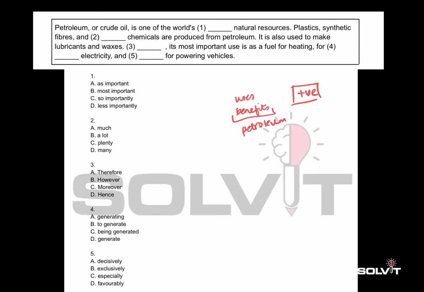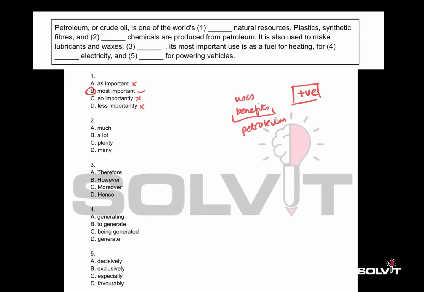So petroleum or crude oil is one of the world's. Let's consider the options one by one. The world's as important natural resources? No. The world's most important natural resources? Yes. The world's so importantly natural resources? No. The world's less importantly natural resources? Absolutely not. So the option is B, right?